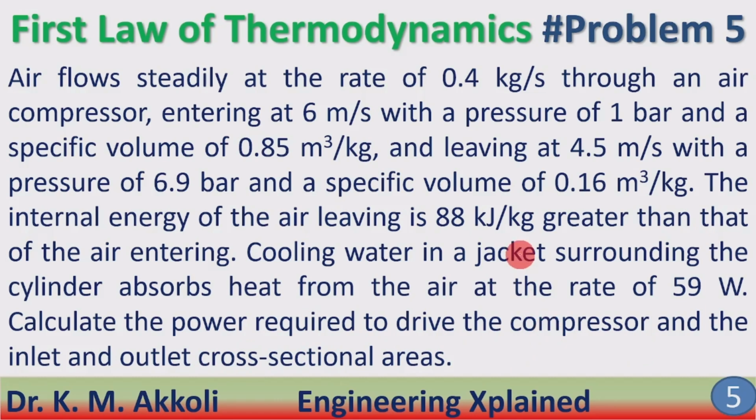In this numerical, in the first part we need to find out the power required. For that we are going to use the steady flow energy equation. All the data at the inlet and at the outlet are given, and by using that we can find out the power required. Then for the second part, to find the cross sectional areas, we are going to use the continuity equation. By using that we are going to find the area at the inlet and outlet sections.